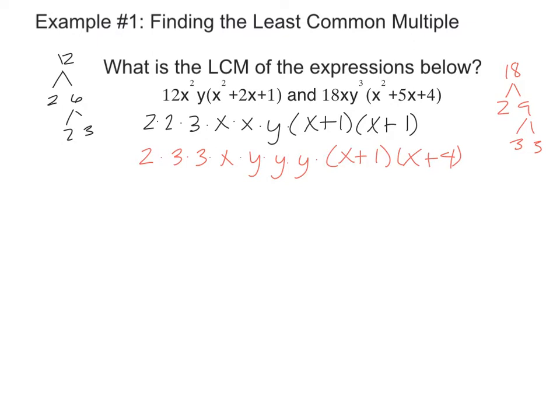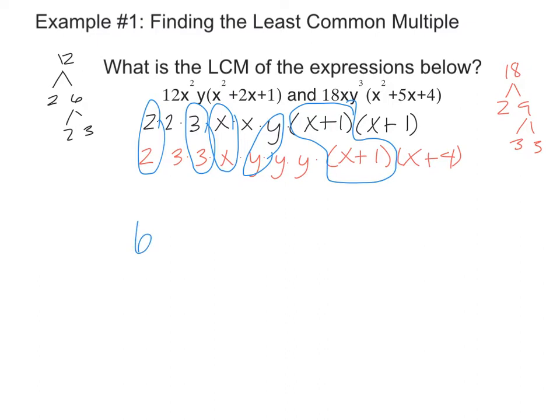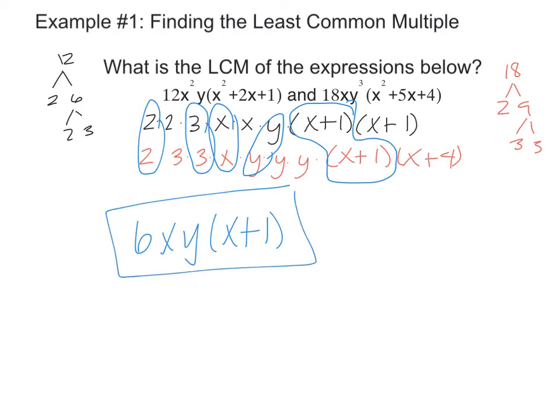Alright, so the least common multiple would be what they share in common. So I have 1, 2 in common, 1, 3, 1 x, 1 y, and another just x plus 1. So the least common multiple here would be 2 times 3, which is 6, x, y, times x plus 1. And we'd be done there.